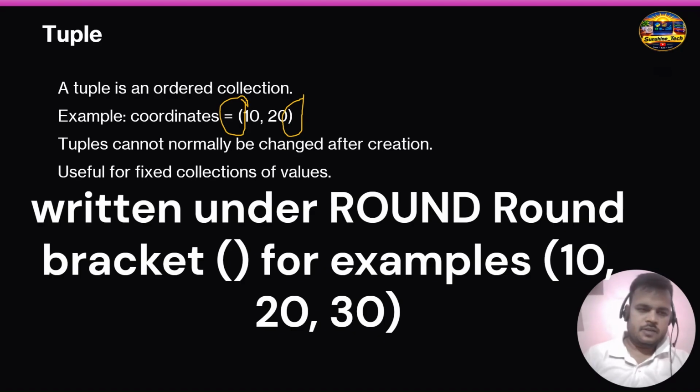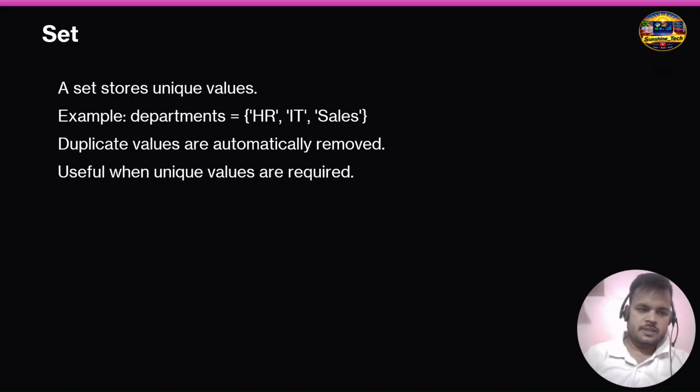Second, we have a set. A set stores unique values, like HR, IT, sales. Duplicate values are automatically removed, and it is used when unique values are required, like your employee ID or a department that is unique here. You can see here, correct.